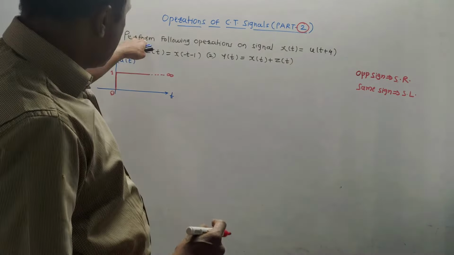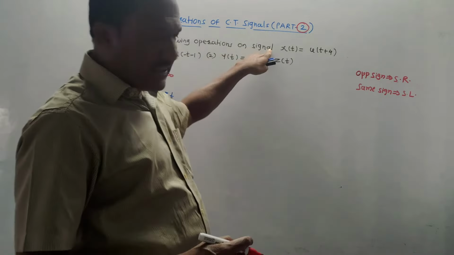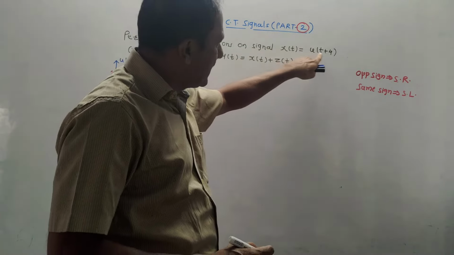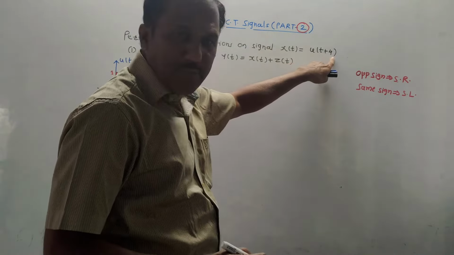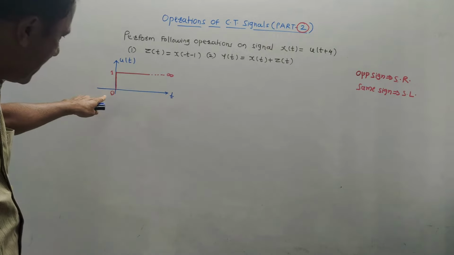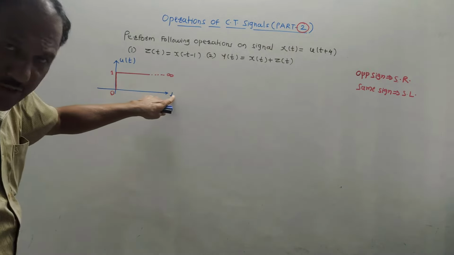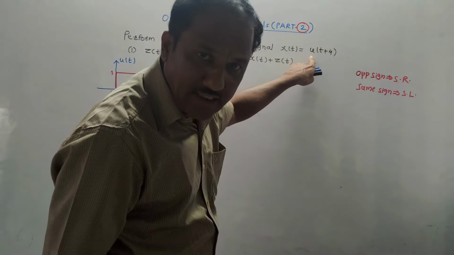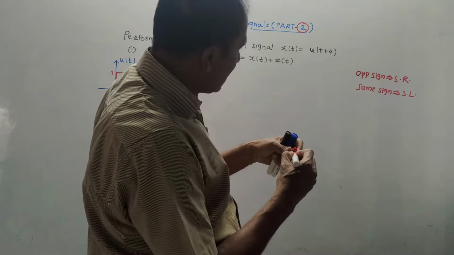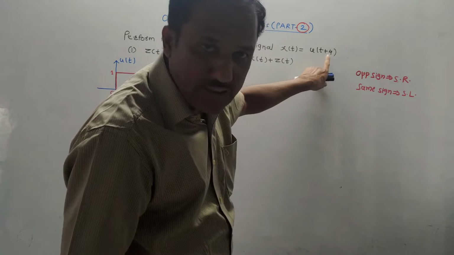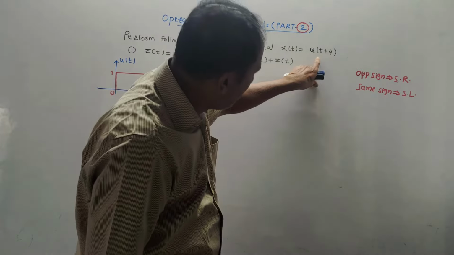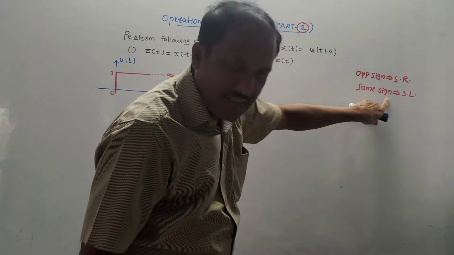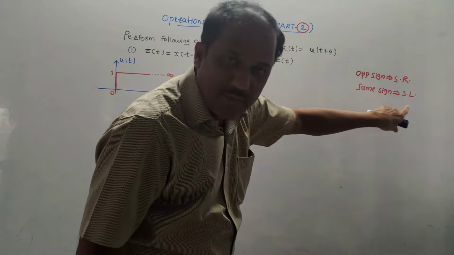Now the question is, perform following operations on the signal. Signal is given as x of t is equal to u of t plus 4. u of t is a unit step. For the reference, I have drawn the diagram of u of t, that is unit step. It is from 0 to infinity and its amplitude is 1. Let us first sketch the signal u of t plus 4. Check the signs inside the bracket. It is u of t plus 4, that is plus t plus 4. So same sign means shift diagram towards left.